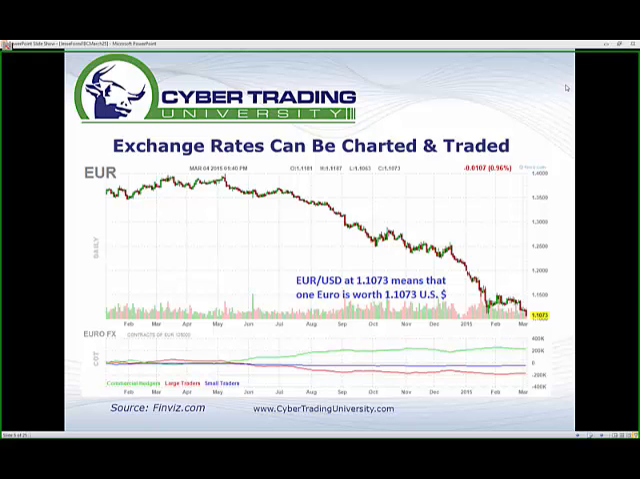So in this example, I'm showing this chart of the euro versus the US dollar, and at the time when I made this slide just a few weeks ago, the euro was worth $1.10, just 1.1073 US dollars. It just means that for every 1 euro, it's going to cost 1.1073 US dollars to buy it. It's a little bit weaker since then. It fell quite a bit earlier this month, and then now it's recovered somewhat.